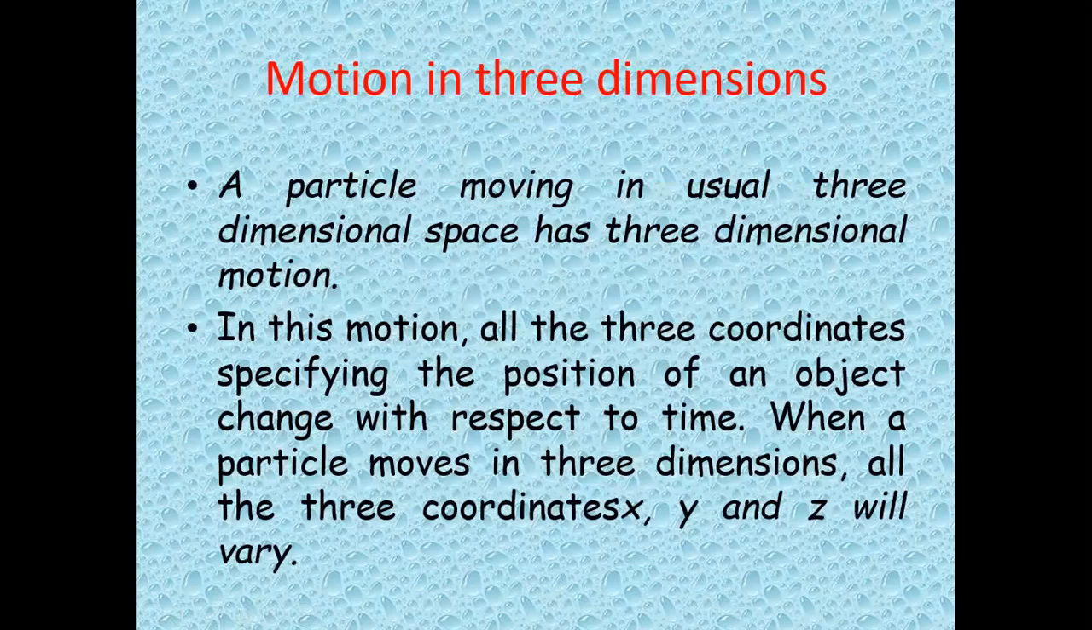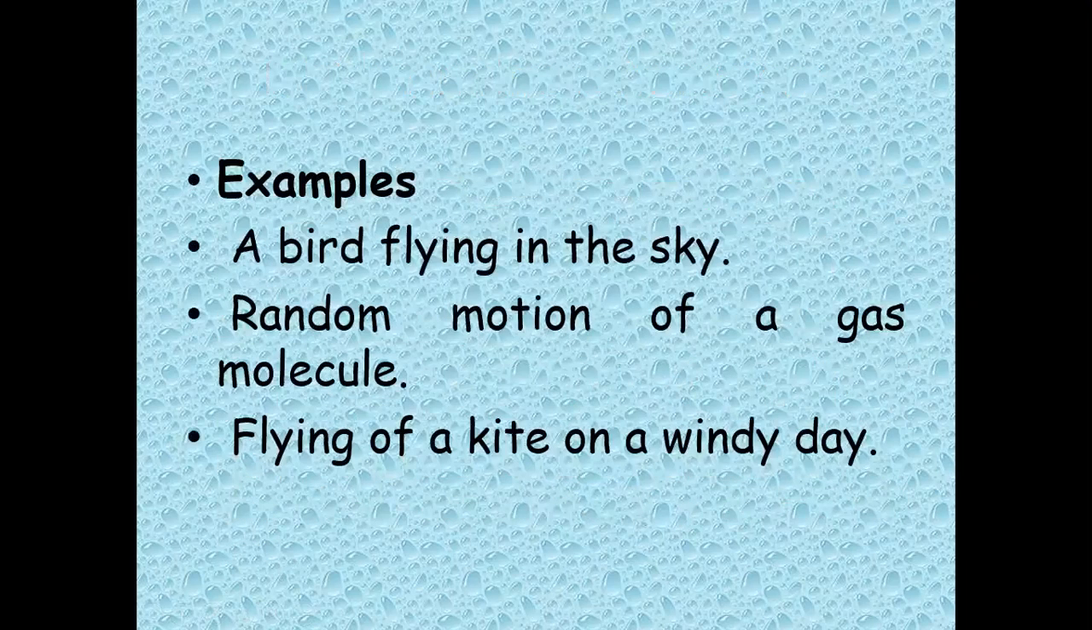And motion in three dimensions. A particle moving usually in three-dimensional space has three-dimensional motion. So all three coordinates are changing. All three coordinates specifying the position of the object change with respect to time. So the x-axis, y-axis and z-axis all will vary. For example, a bird flying in the sky.